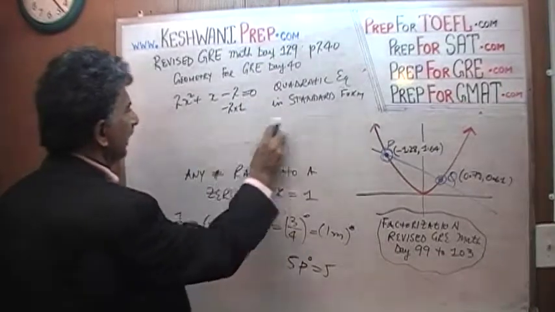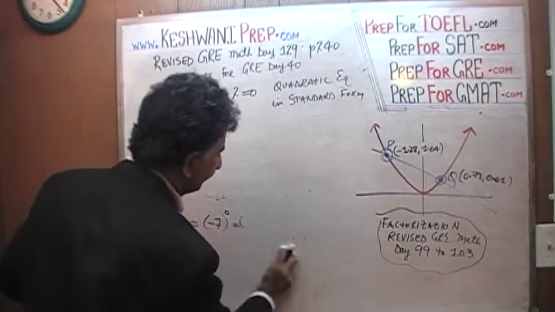There was a small digression. I don't know why I did that. That was the standard form. Now we have to solve it.